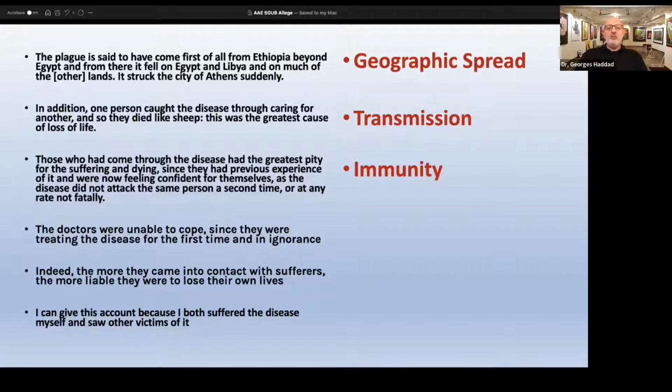immunity. I want just to read a little bit more of Thucydides for any doctor who is with us or for any medical student who is with us. The doctors were unable to cope since they were treating the disease for the first time and in ignorance. Indeed, the more they came into contact with sufferers, the more liable they were to lose their own lives. And Thucydides ends by saying, I can give this account because I both suffered the disease myself and saw others victim of it. So this is an eyewitness account of what an epidemic is.